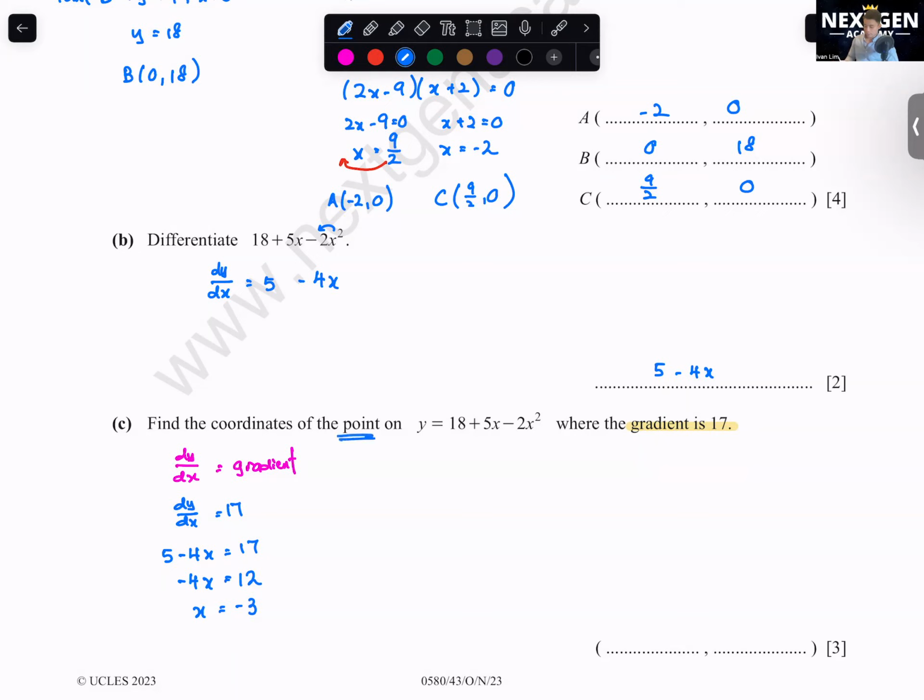Since they want the point, it is always made up of x and y. So you need to sub x into the equation. y equals 18 plus 5 times minus 3 minus 2 times minus 3 squared, which gives you minus 15. So you get minus 3, minus 15.